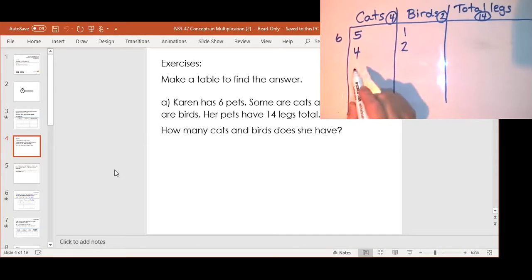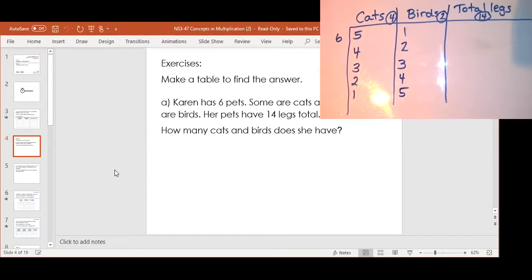This is kind of like doing how many ways? 5 plus 1 is 6. 4 plus 2 is 6. What's another way? She could have 3 cats and 3 birds. Or she could have 2 cats and 4 birds. Or she could have 1 cat and 5 birds. Those are the possibilities, okay?